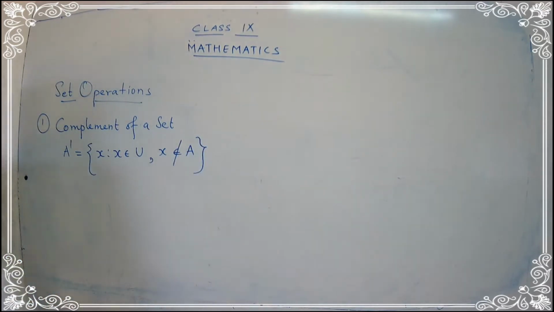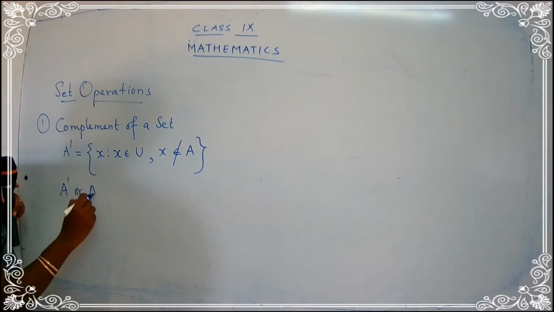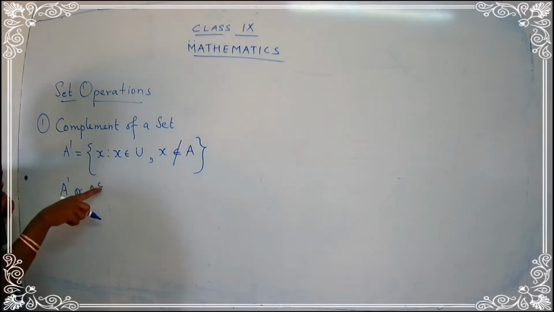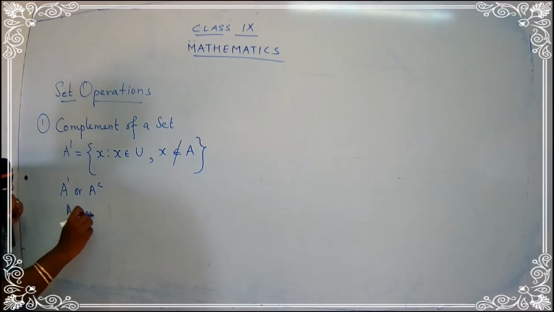These are all new terms. So first of all, you should know what the terms involved in set operations are. Just get a rough idea of the different operations, and then I'll explain them. First one is complement of a set. A dash is equal to x such that x belonging to U, x does not belong to A. You know how to read the set? A dash is read as A dash, or you can read it as A complement. We can write it as A superscript c also, small c. So this is A complement.